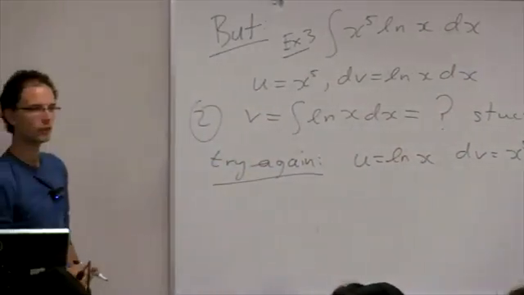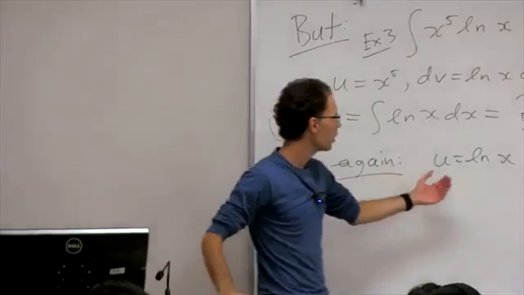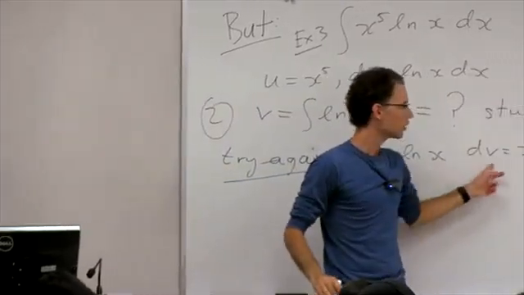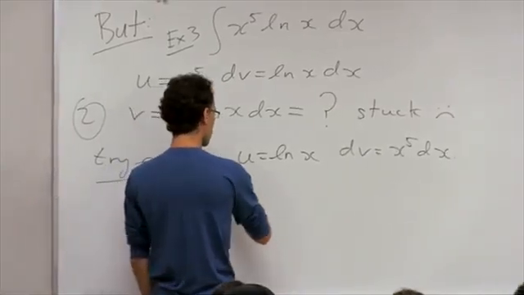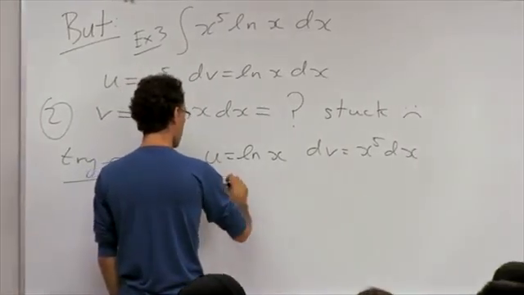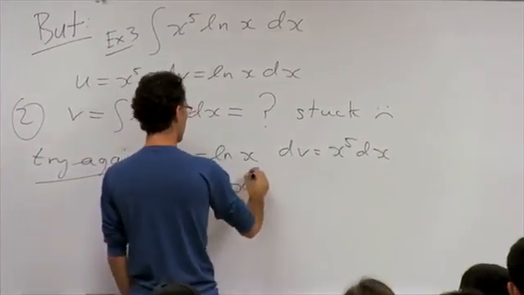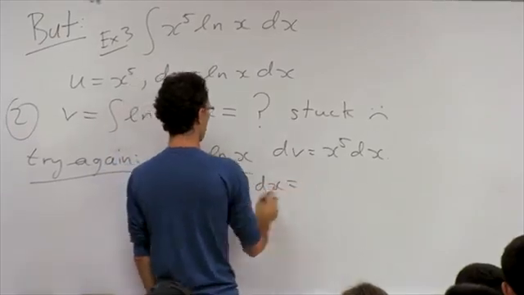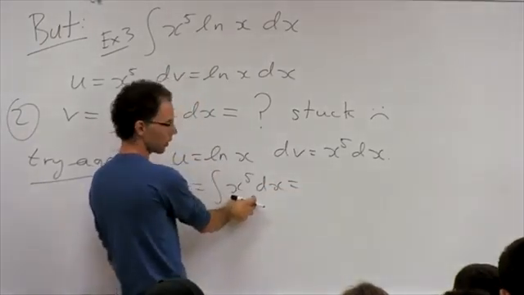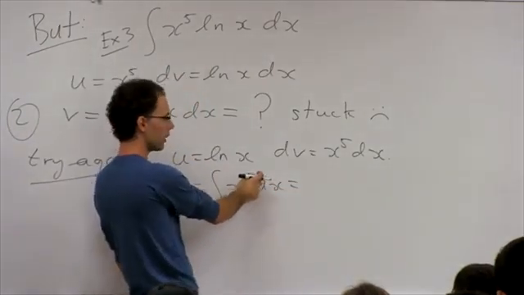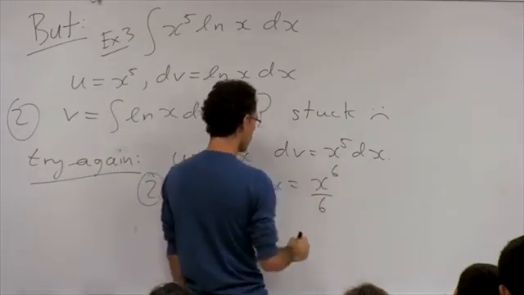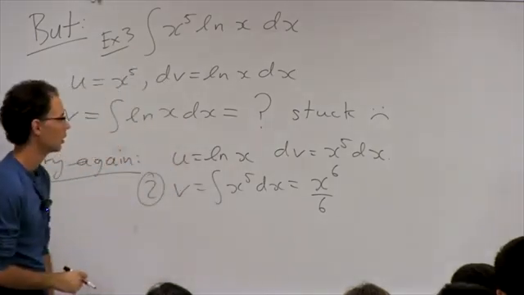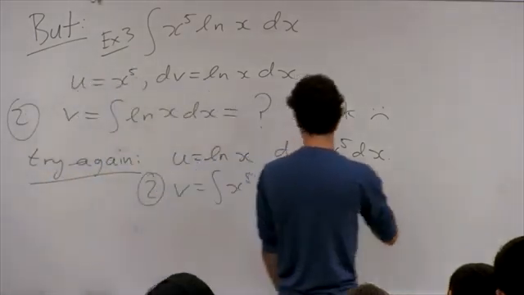Okay. So in this case, what's going to happen is we're going to increase our power of x when we calculate v. In particular, in step 2, v is the integral of x to the fifth dx. You might remember this is a quite simple integral. You just add 1 to the power of x and divide by the power. So it's x to the 6 over 6. I'll choose the constant to be 0.